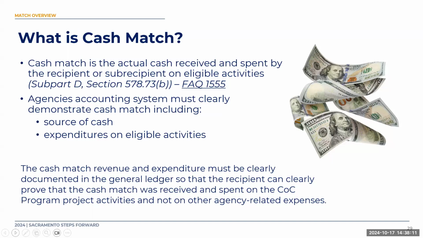HUD wants to see any cash match going through your general accounting system, the way you track all of your income and expenses for your agencies and your projects. HUD should be able to see that check come in, get deposited to your bank account, then it comes out the other side, and we say we got $10,000, and then it paid for Melanie's salary for 20 hours, Stacy's salary for 10 hours. It should be very clear where it goes in and where it goes out, so HUD can quickly check that it was things they would have paid for if they were able to fully support the project 100%.